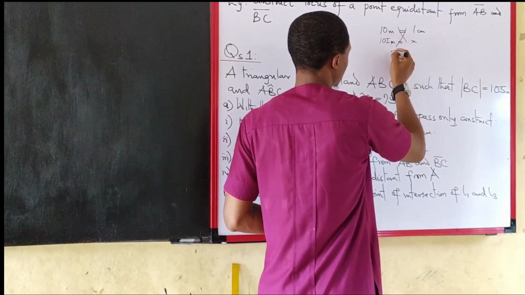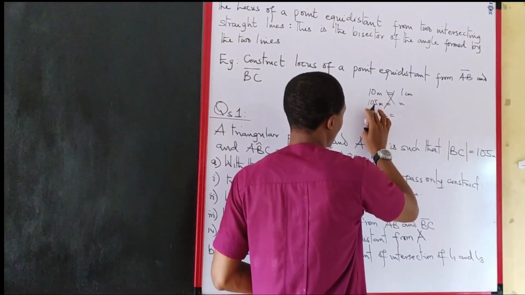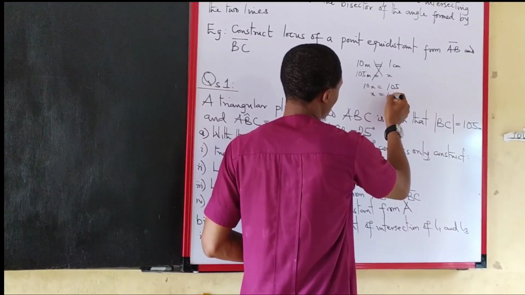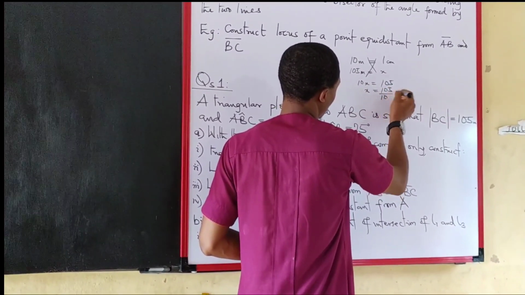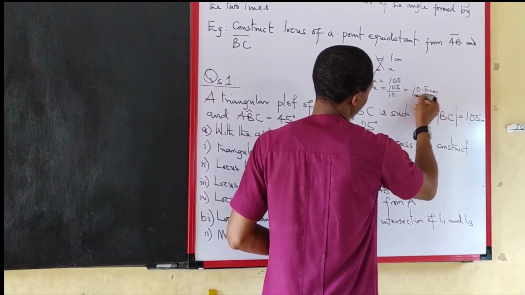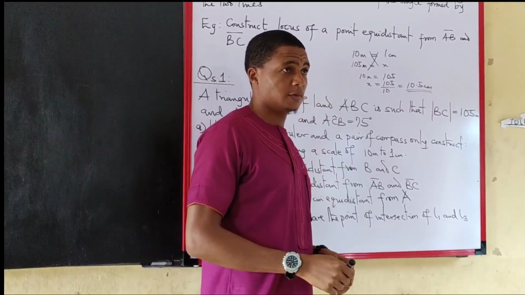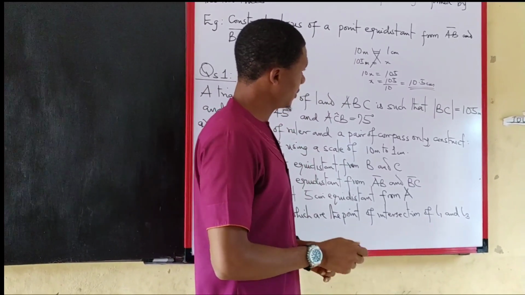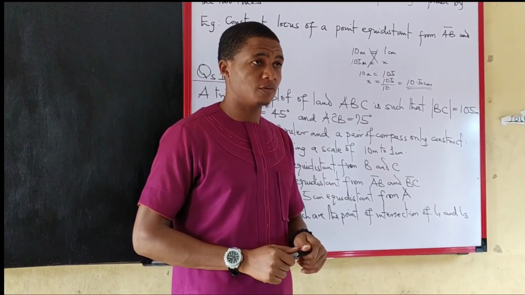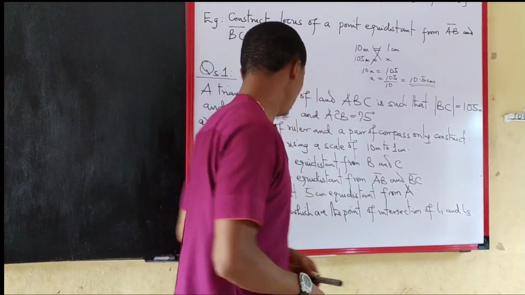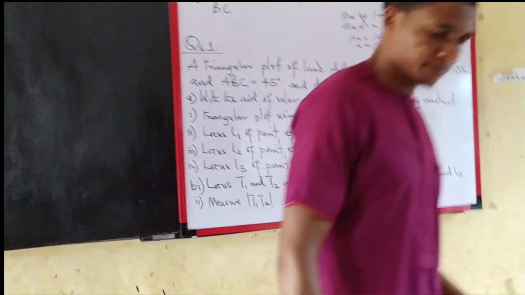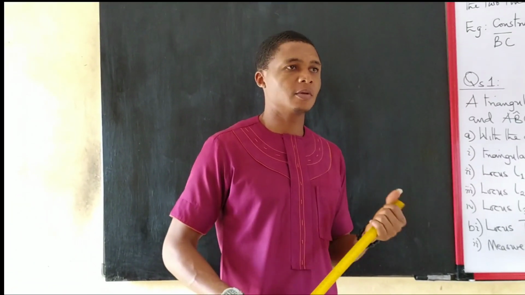10 times x is 10x. 105 times 1 is 105, right? Then x now becomes 105 divided by 10. And that should be 10.5 cm. So that means you're going to measure 10.5 cm from your meter rule. Are you following? Pay attention please.